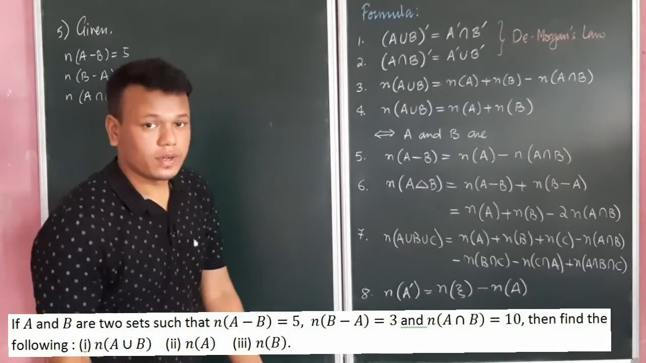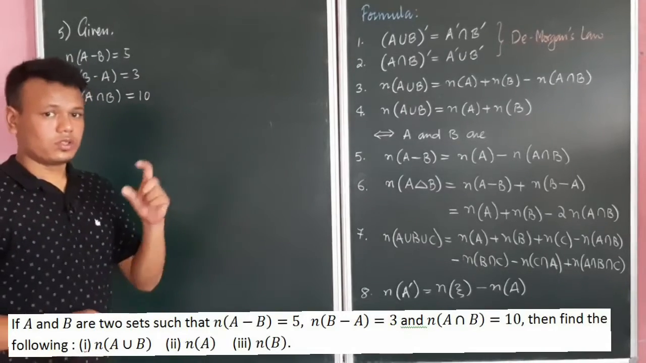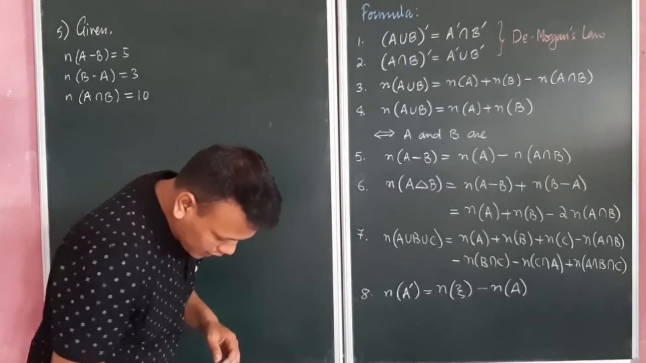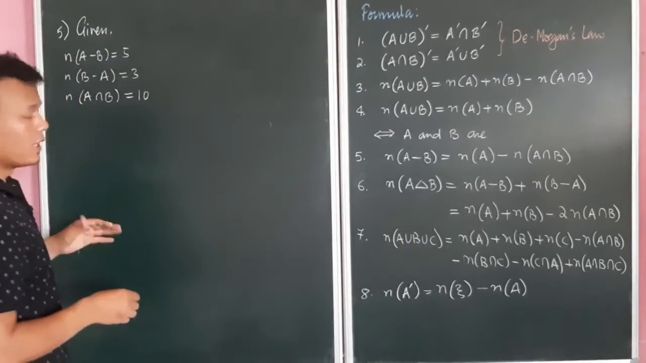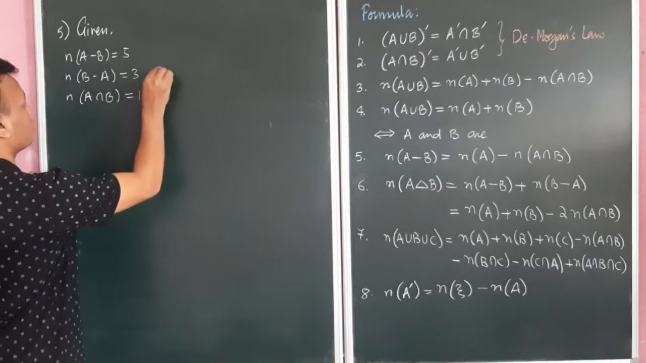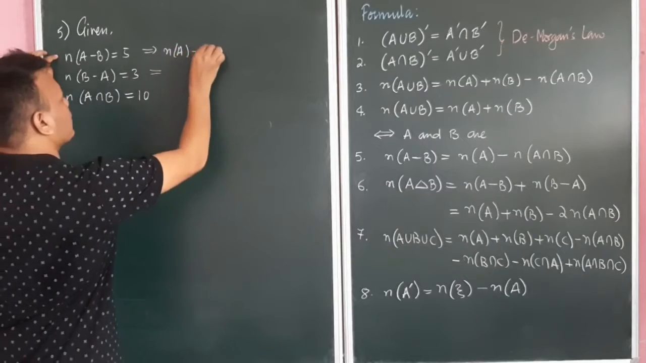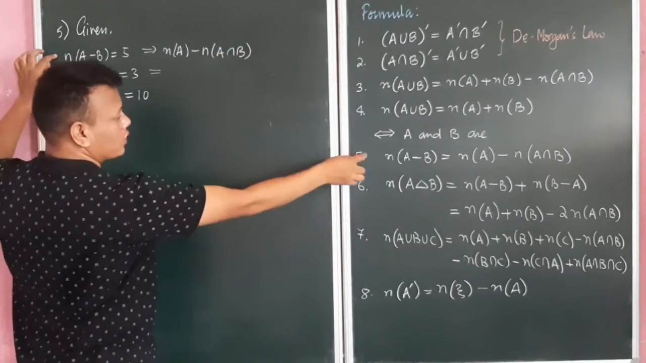So first, you need to find n of A union B. So it's the other way around now. Next you have to find n of A, and next you have to find n of B. So there are 3 parts. So let's start. Again, as usual, I am writing these two as n of A minus n of A intersection B. Alright, using 5.